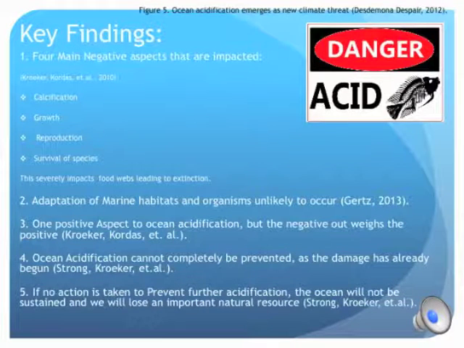My key findings. First of all, I found that there are 4 main aspects of marine life that are impacted negatively. These are calcification, growth, reproduction, and survival, as stated previously. If these aspects are impacted negatively, it is likely to cause disruption throughout the entire ocean, but more specifically marine food webs, leading to extinction in many cases.